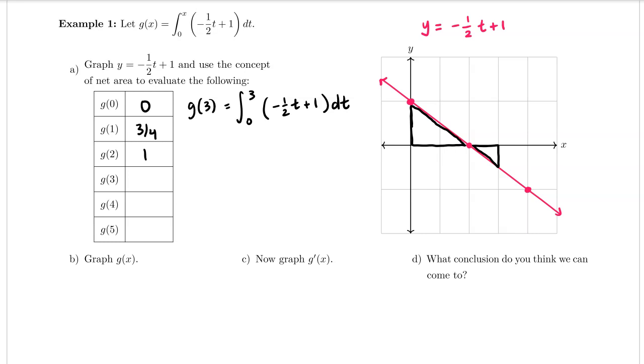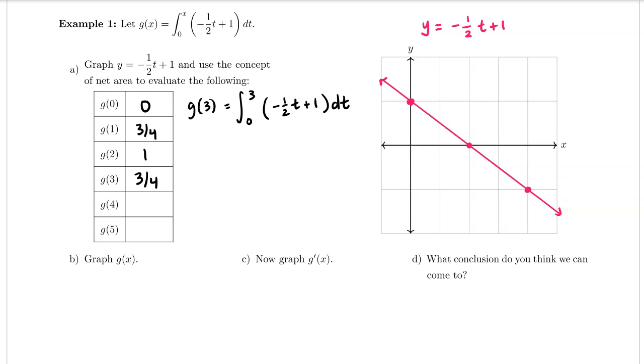And something else that you'll notice is this is symmetric here, and so this triangle has the same area as this triangle. One is below the x-axis and one is above the x-axis, so they kind of cancel each other out, and ultimately we really just want to calculate this green area here, which we already did in a previous part of our table, and we found that that was 3/4 for that particular trapezoid. So when we evaluate g of 3, our output value ends up being 3/4.